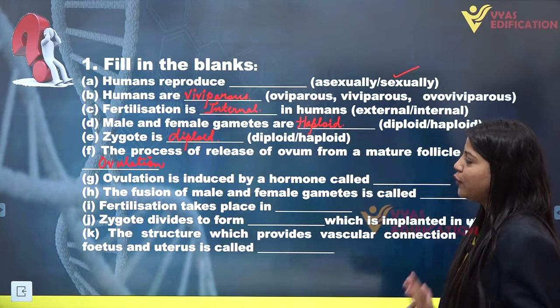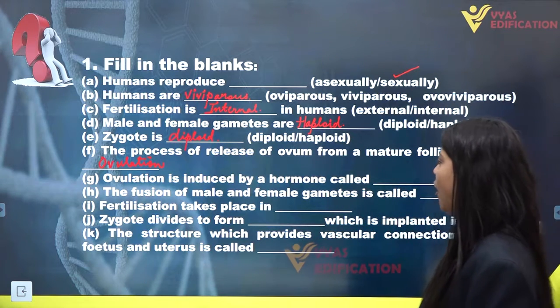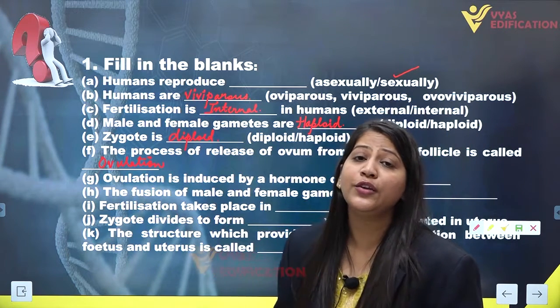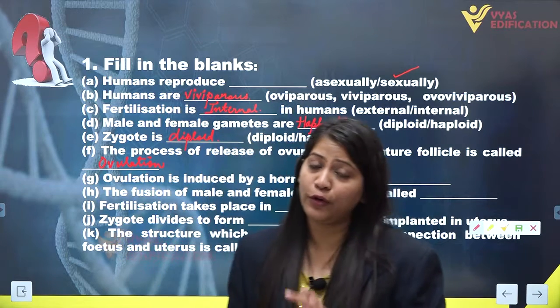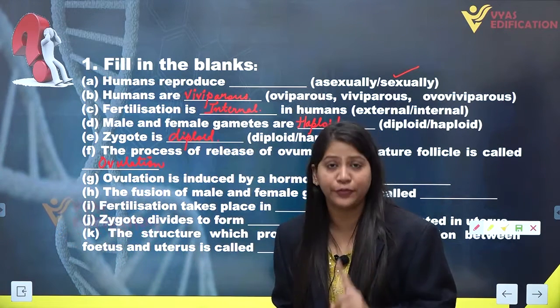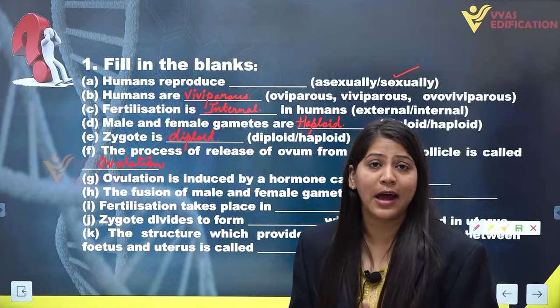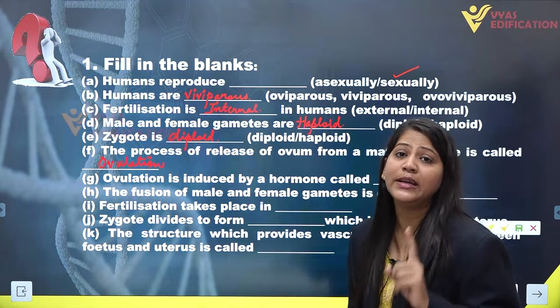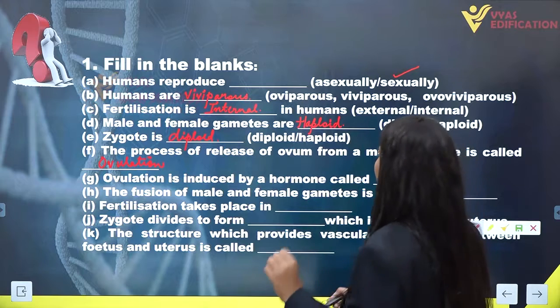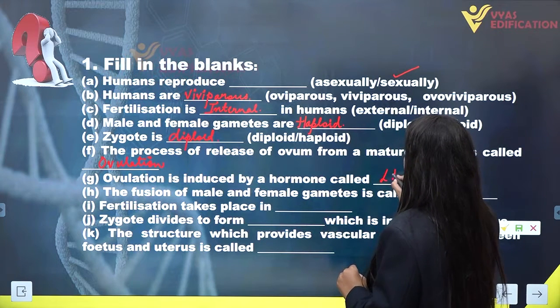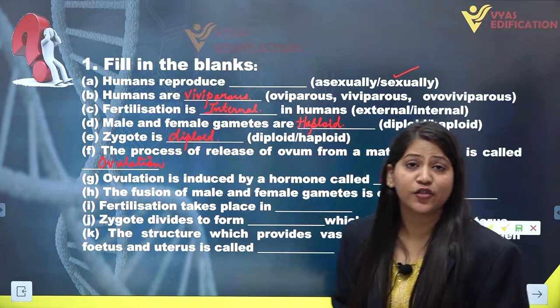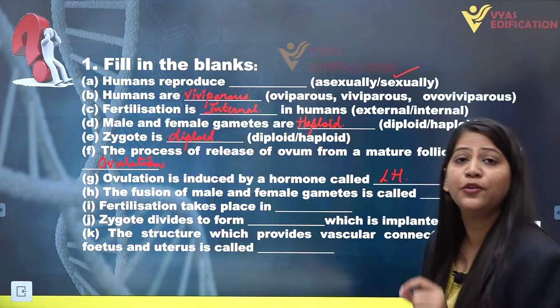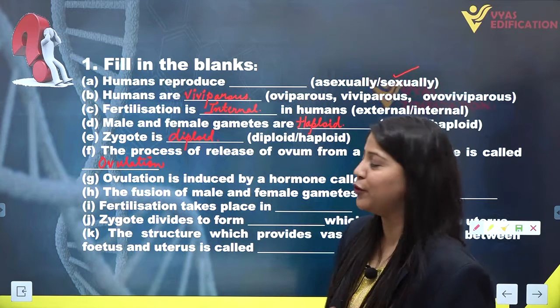Next we have: ovulation is induced by a hormone called dash. Ovulation is the process of releasing the ovum from a mature Graafian follicle. That process of ovulation is actually induced by a hormone known as luteinizing hormone. LH, luteinizing hormone, is responsible for the process of ovulation.